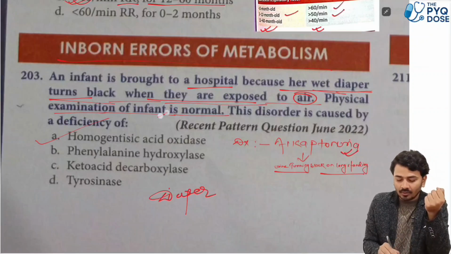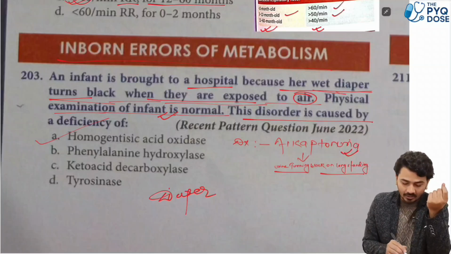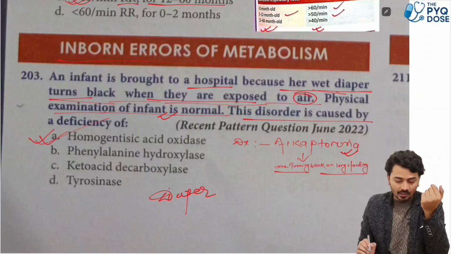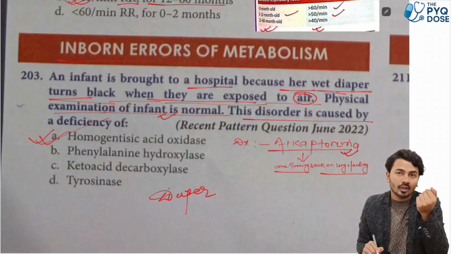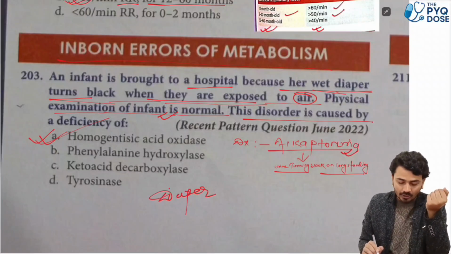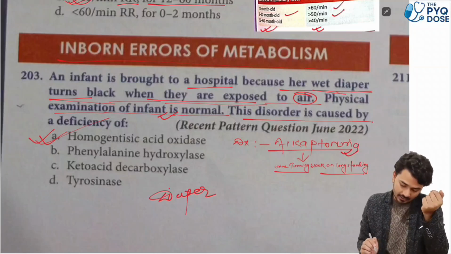So alkaptonuria, urine turning black on long standing, and this is generally due to the deficiency of homogentisic acid oxidase. The physical examination of the infant is normal. The disorder is caused by a deficiency of homogentisic acid oxidase. So this is the diagnosis of alkaptonuria, urine turning black on long standing, due to deficiency of homogentisic acid oxidase enzyme.